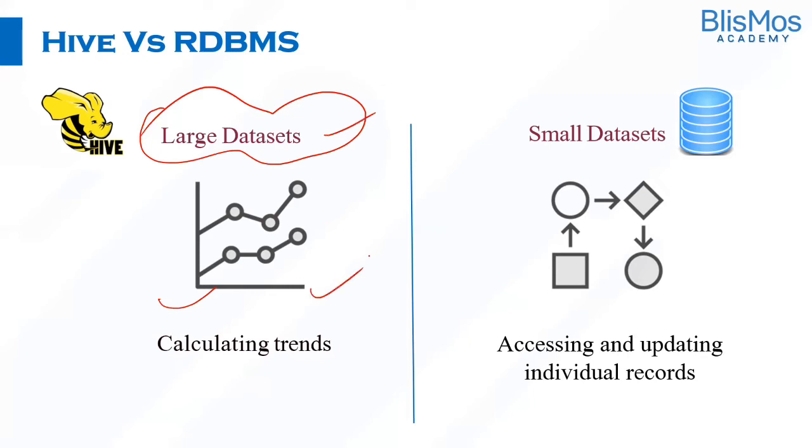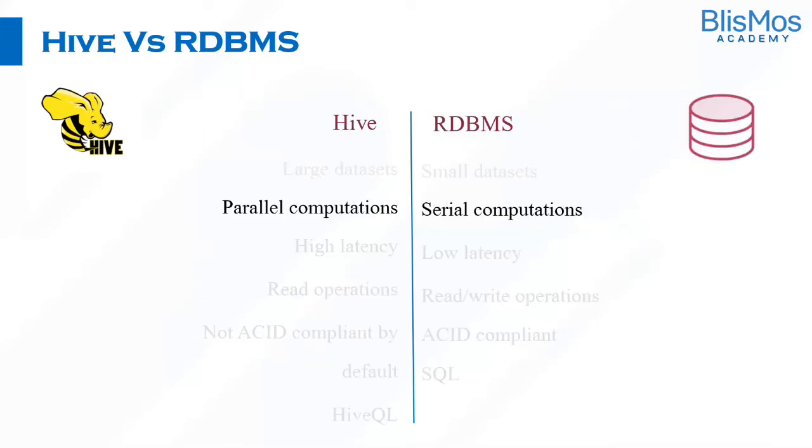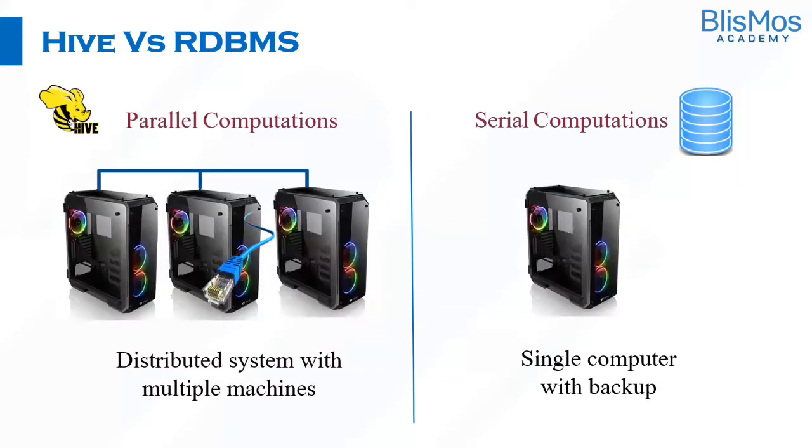On the other hand, in our RDBMS systems, we usually work on the small data sets for accessing and updating the individual records. Remember Vivek, where he was trying to update around 10 records to assign the shipments to a different courier company. In Hive, we do parallel computation. In RDBMS, we use serial computations.